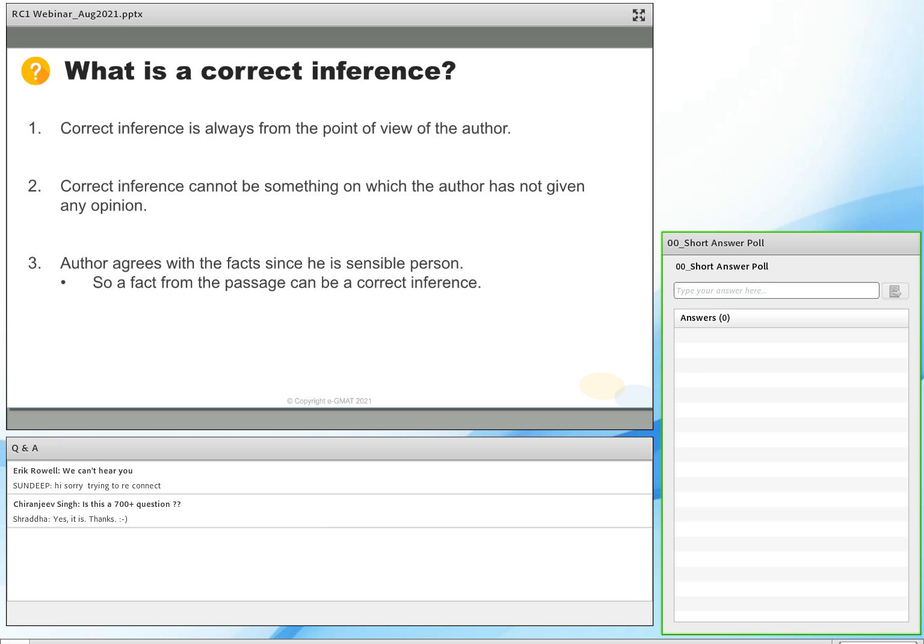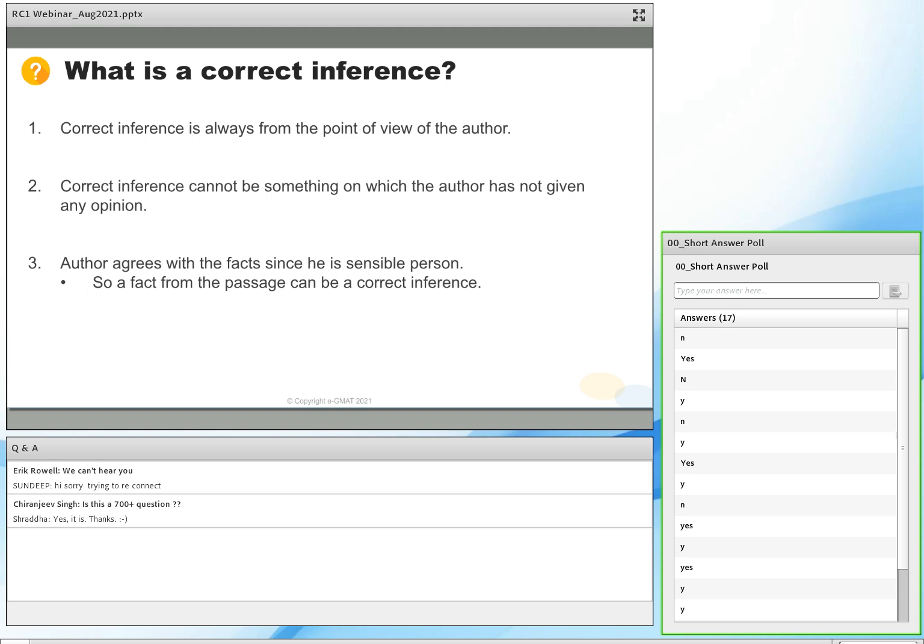Now, let's talk about a question that's very important to address, because I'm sure a lot of us have some misconceptions about inferences on the GMAT. A lot of us believe that an inference has to be a logically deduced new point. It cannot be the same point. It has to be something new that's not there in the passage. How many of you believe this to be true?